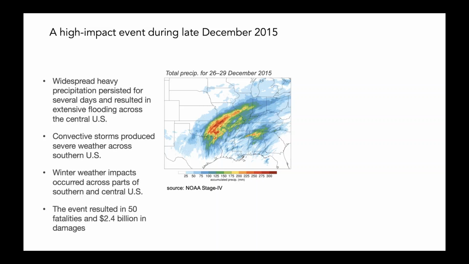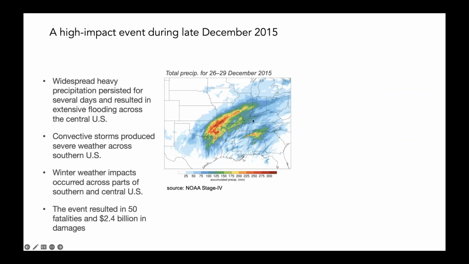During this event, widespread heavy precipitation persisted for several days and resulted in extensive flooding across the central US. Also, there were convective storms in the southern US that produced severe weather. There were also many winter weather impacts across the southern and central US. All told, the event resulted in 50 fatalities and $2.4 billion in damages. So a really big event.